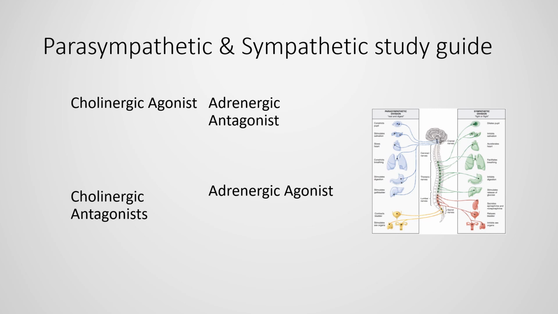They're adrenergic antagonists. Alpha-1 blockers. They're still adrenergic antagonists. What about the adrenergic agonists? Well, those would be things like epinephrine, norepinephrine, dopamine.